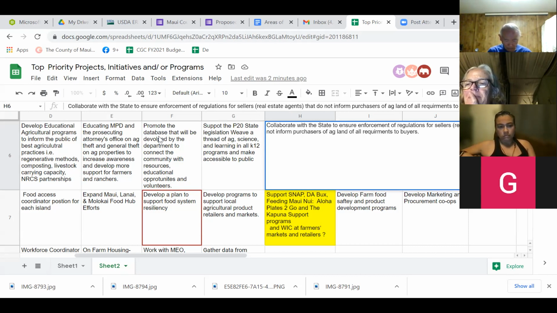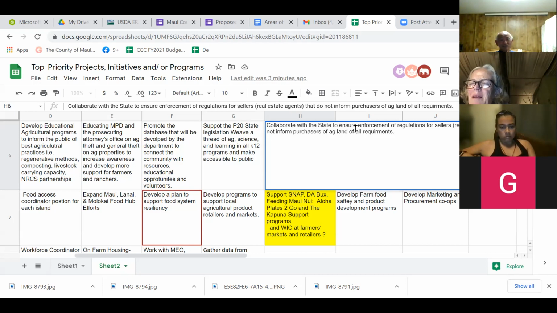So we've got: collaborate with the state to ensure enforcement of regulations for sellers, real estate agents that do not inform purchasers of ag land of all requirements to buyers. Oh, wait, that doesn't make sense. You've got purchasers of ag land and to buyers. That's why there's too many.